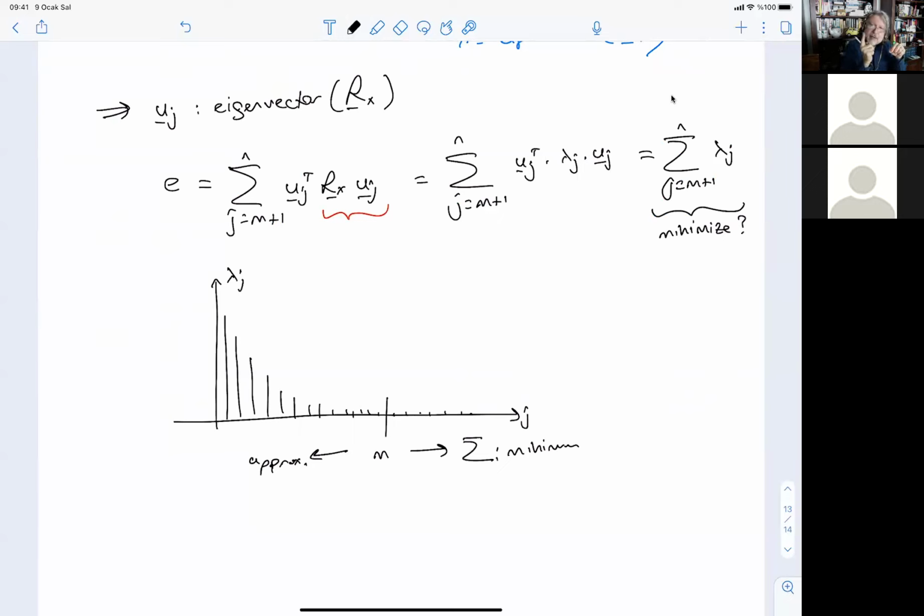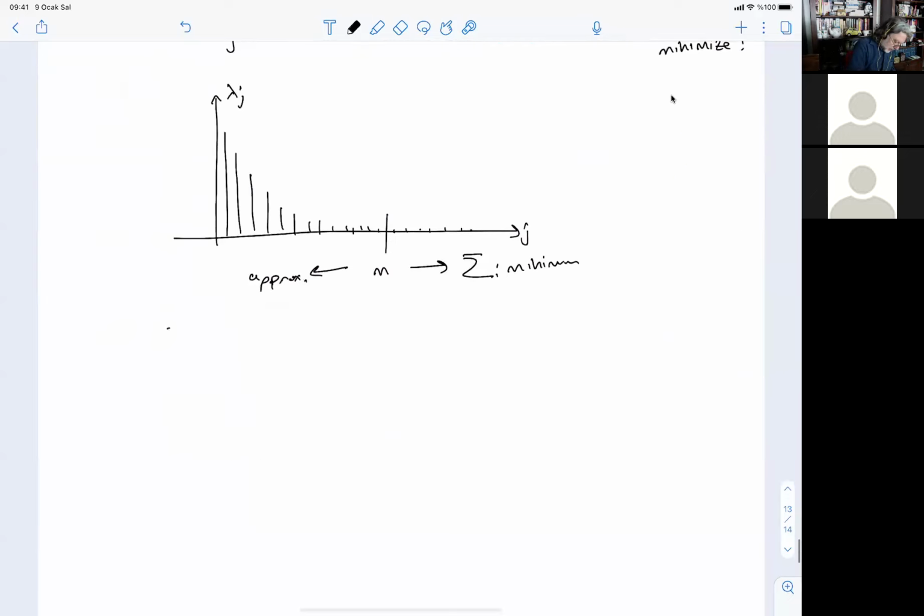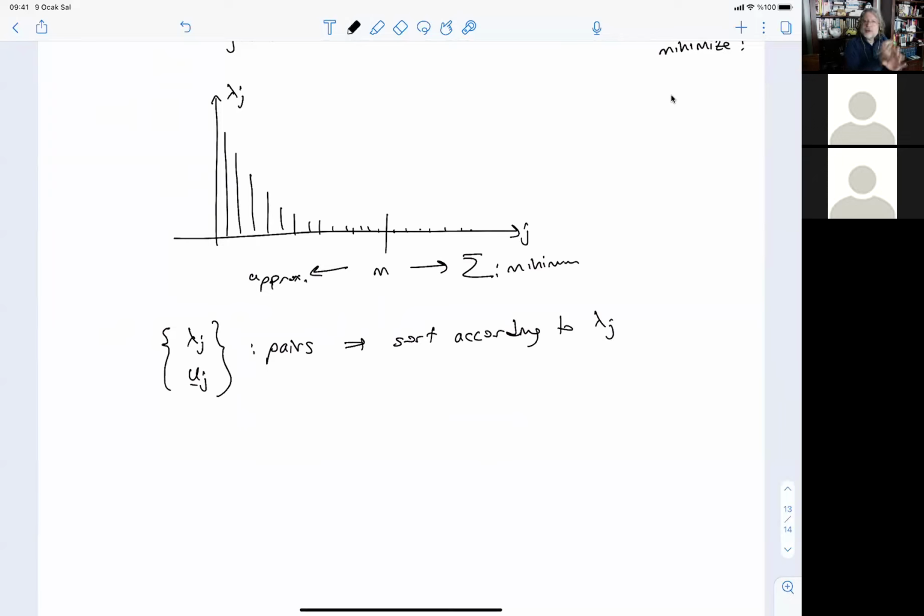So this shows us the way to sort the eigenvalues. But every eigenvalue is attached to an eigenvector. They come in pairs. There is a lambda j and there is a Uj, which is the eigenvector, an eigenvalue and an eigenvector. They are in the form of pairs. So sort these pairs according to lambda j, the eigenvalues. Then it means you are also sorting the eigenvectors, automatically, when you sort them according to their eigenvalues.